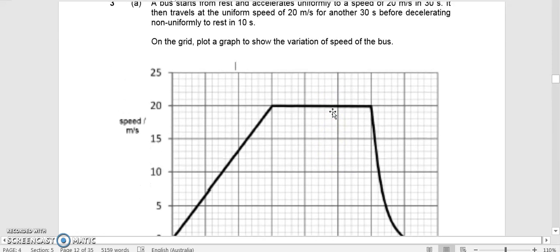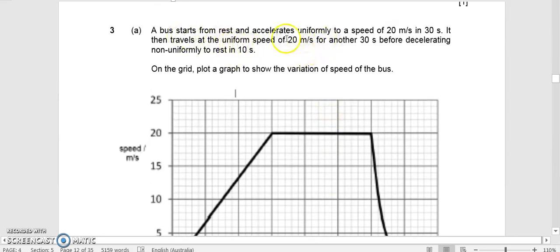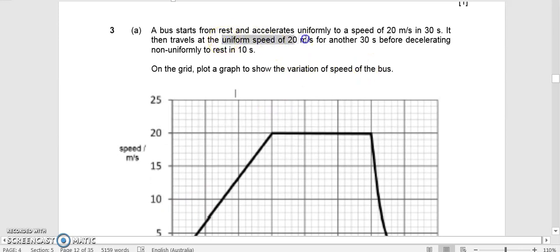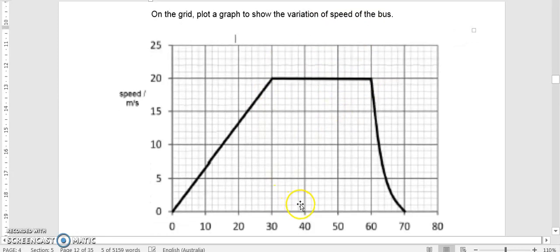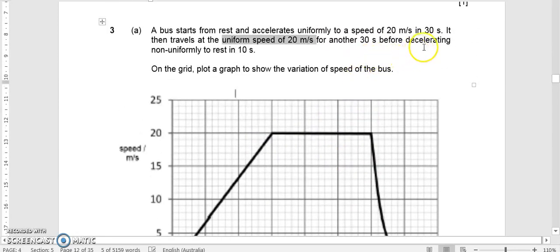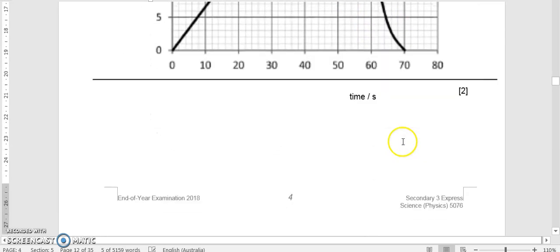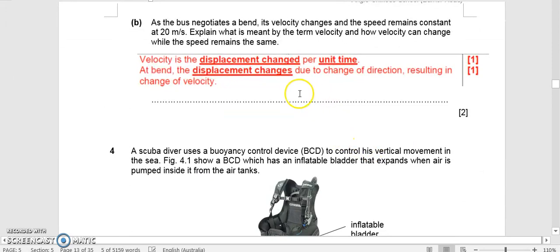Okay, over here, how do we plot? So it travels accelerating uniformly to a speed of 20 meters per second in 30 seconds. So you can see 30 seconds here, boom, because constant acceleration means constant gradient, right? Then after that, I tell you it travels at a uniform speed of 20 meters per second for how many seconds? 30 seconds here. So 10, 20, 30. Then after that, they say decelerate non-uniformly. So you can actually draw like that or like that. As long as this part here is not a straight line, we'll give it to you. Okay, so 2 marks for that graph.